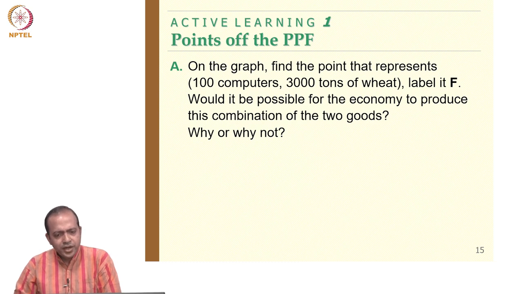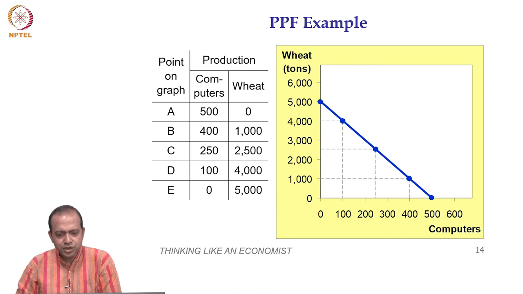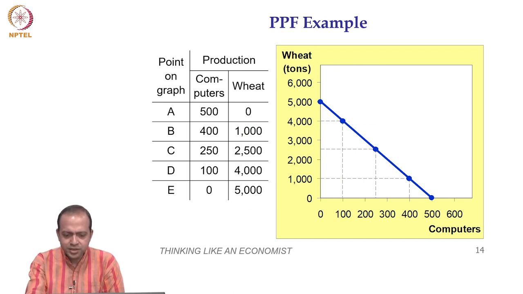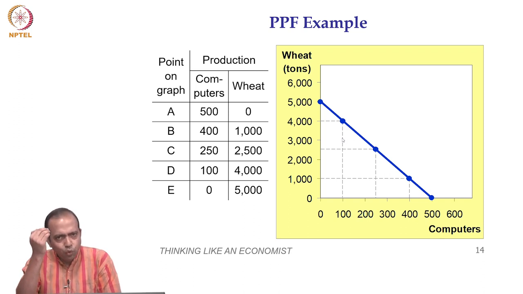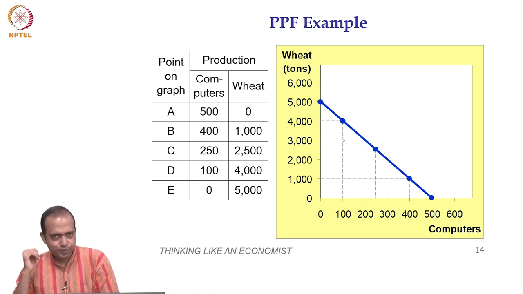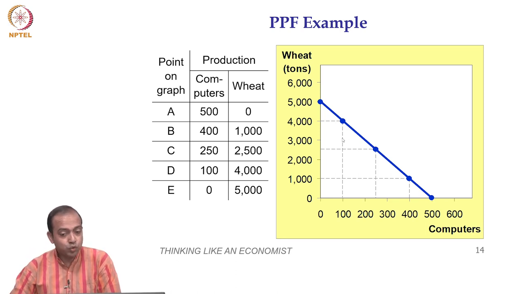On the graph, find the point that represents 100 computers and 3000 tons of wheat. So what are they asking? 100 computers and 3000. Look at this, this is 100 computers and 3000. So you come here. Where is this combination located? It is located within the PPF, below the PPF. That is why they are asking you to locate it.